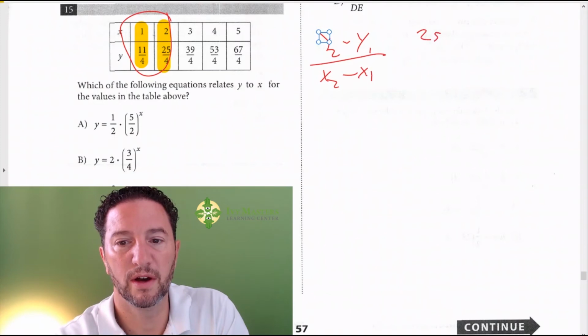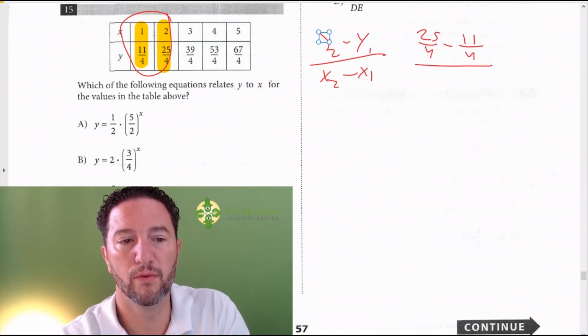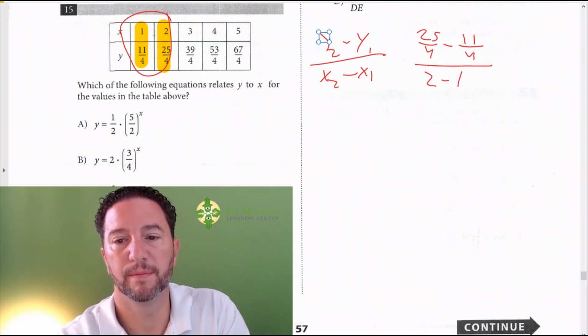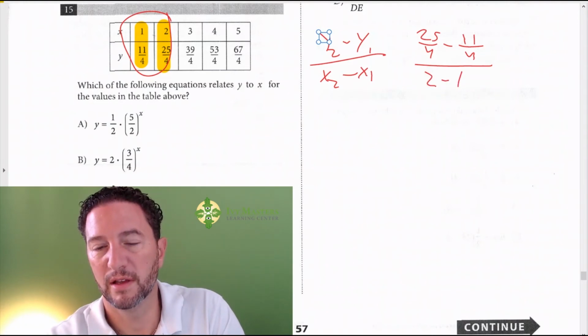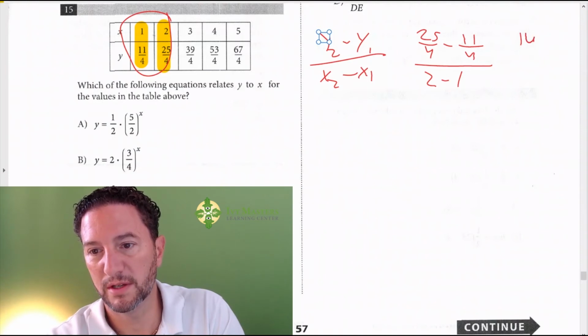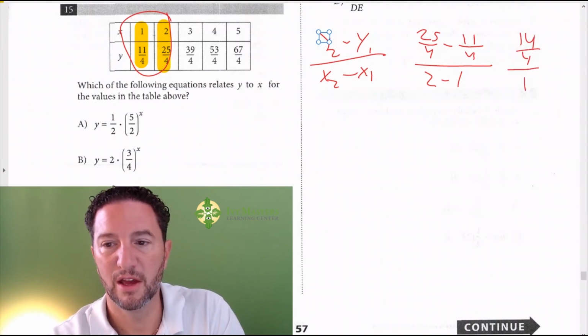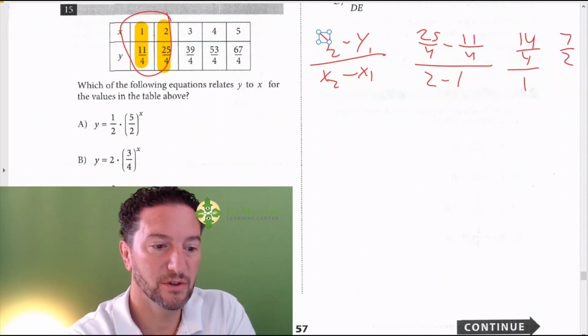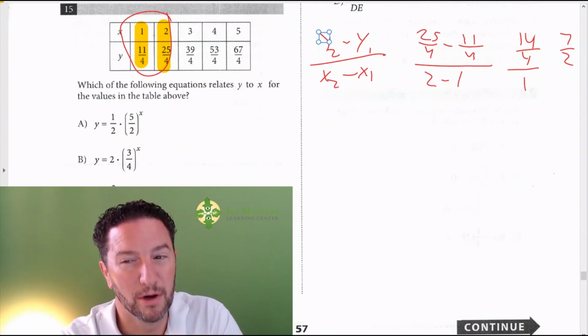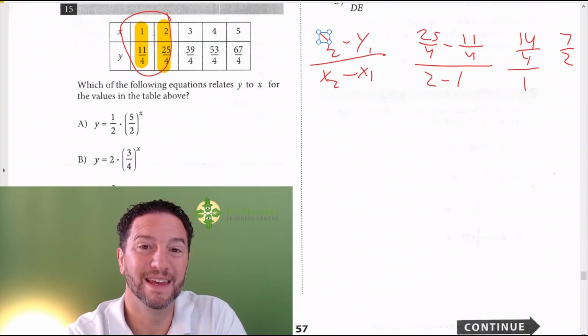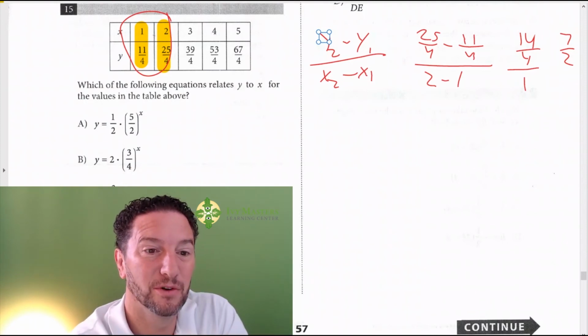You'd have 25 over 4 minus 11 over 4 over 2 minus 1. 25 over 4 minus 11 over 4 is going to give you 14 over 4 over 1. Anything over 1 is just that thing. So your slope is 14 over 4 or 7 over 2. Now answer choice D looks really good, but before you choose it, you've got to make sure that the slope is consistent. In other words, just find the slope between another 2 points.